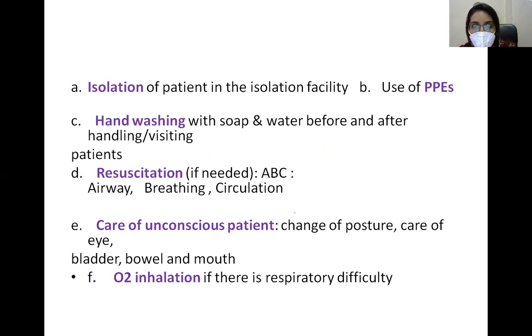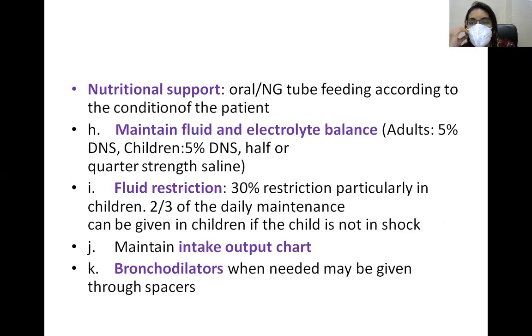If there is respiratory difficulty, the patient requires ventilatory support. Nutritional support is by oral or NG tube feeding according to the condition of the patient. Maintain fluid and electrolyte balance. Please note here, in adults 5% DNS is used, whereas in children 5% DNS or N/2 or N/4 NS can also be used.